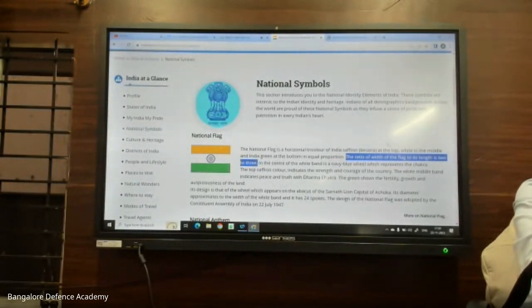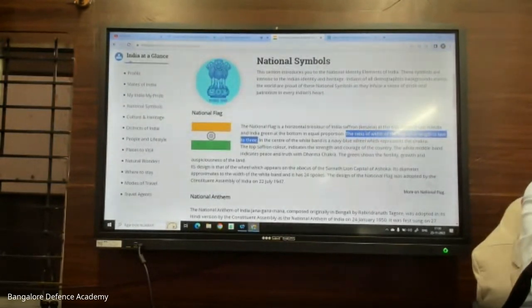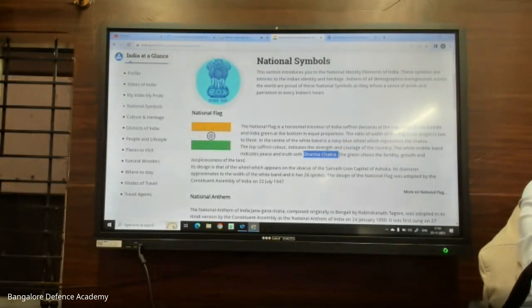The ratio of width and length is how much? 2:3. Written? Okay, so the blue wheel is called Dharma Chakra. You know this? The blue wheel is called what? Dharma Chakra. Is it visible?